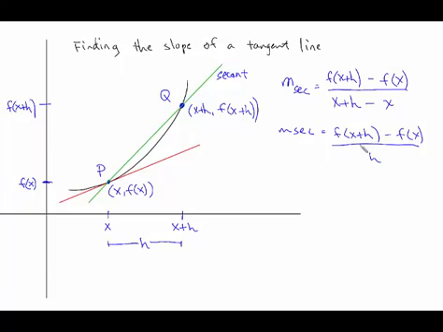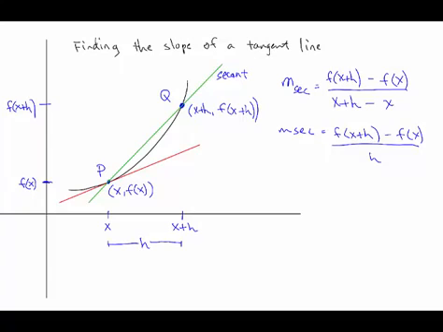Like we were talking about before, the slope formula, y2 minus y1 over x2 minus x1, is basically equivalent to the difference quotient. Those two are the same thing. So that is the slope of the secant line. Now we're going to make a jump. How do we go from the slope of the secant line to the slope of the tangent line?